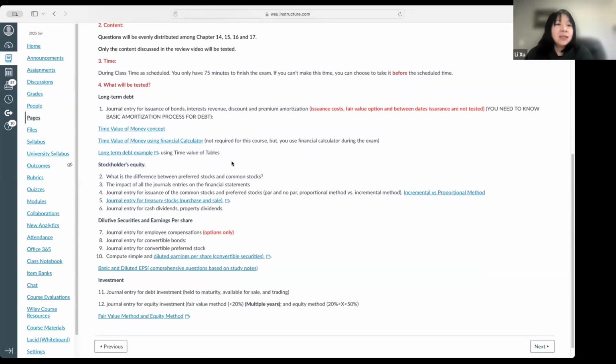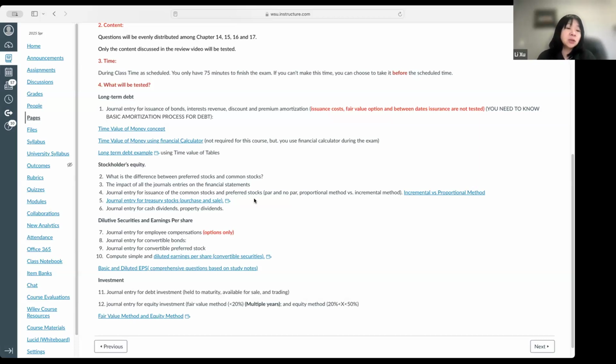Okay, all right. So long-term debt, next one, stockholders' equity. There's a couple of multiple choice questions coming from this chapter, especially about the concepts, no calculations. For example, what's the difference between preferred stocks and common stocks? What's the difference between preferred stocks and treasury stocks? And all the journal entries, and how they impact the financial statements.